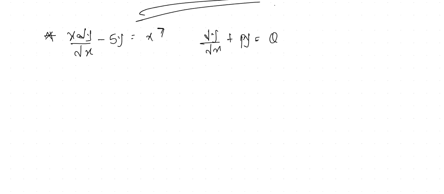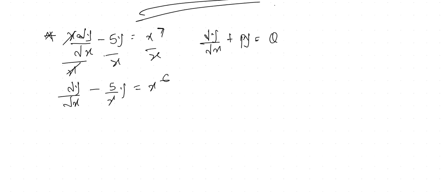So you divide both sides by x. Let's divide both sides by x. So we're going to have dy dx minus 5 over x y, which equals x raised to the power of 6. Okay, x raised to the power of 6.